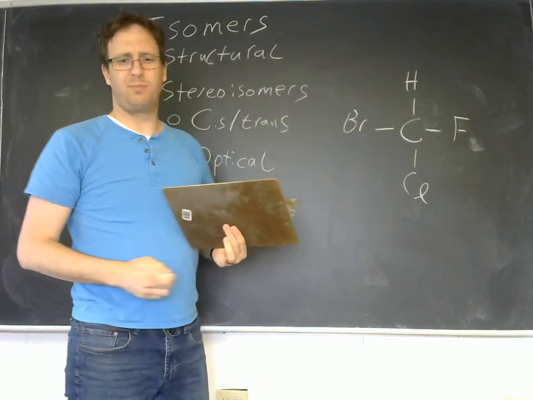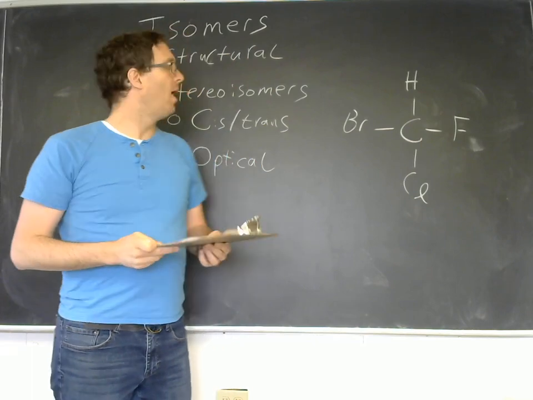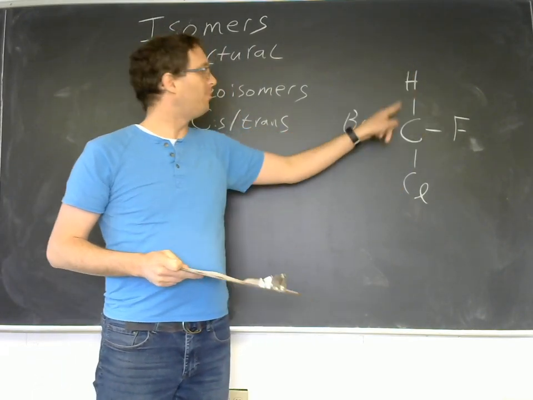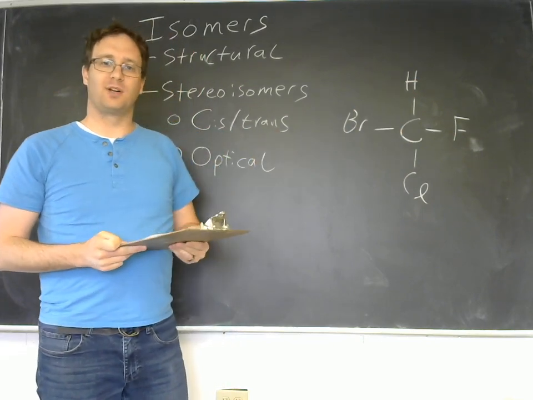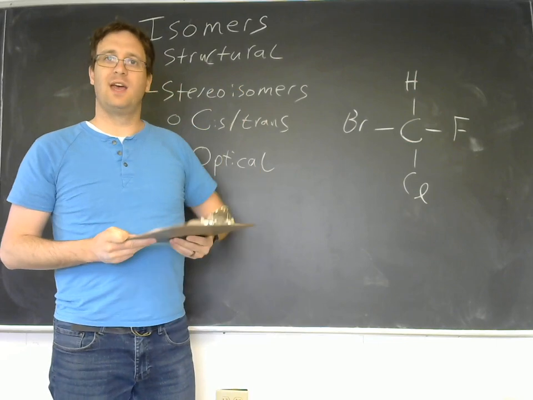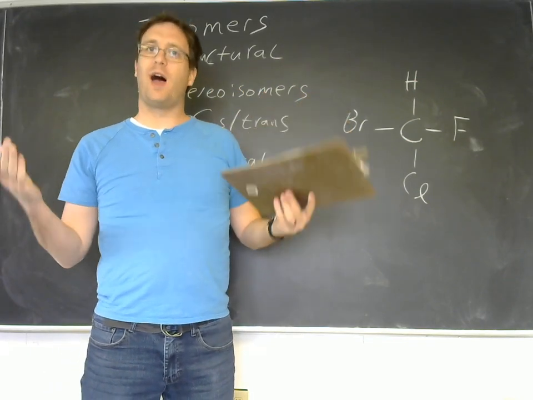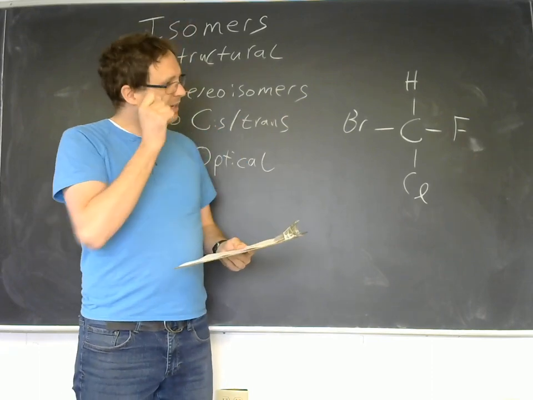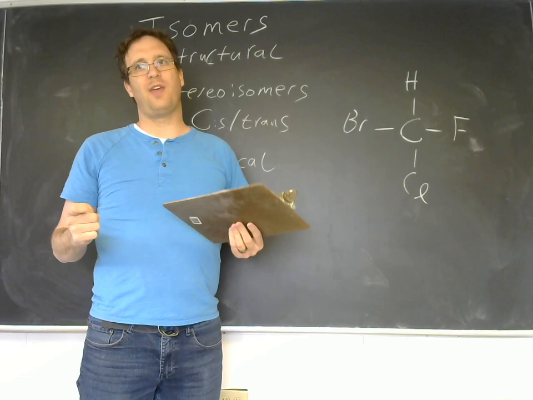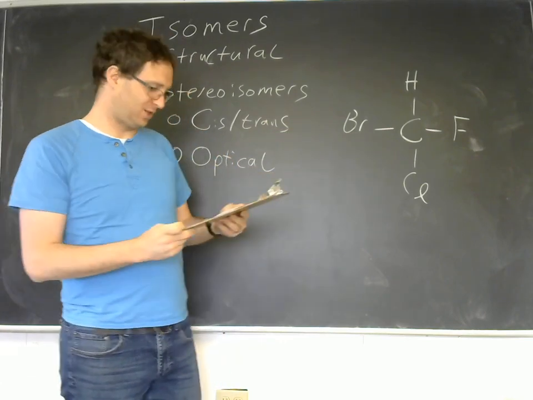So this would be bromochlorofluoromethane. And it's got 4 unique groups all bonded to the same center. And so bromochlorofluoromethane is a chiral molecule. It will exhibit optical isomers, and that means that there will be a right-handed version and a left-handed version that are actually different in their 3-dimensional orientation.